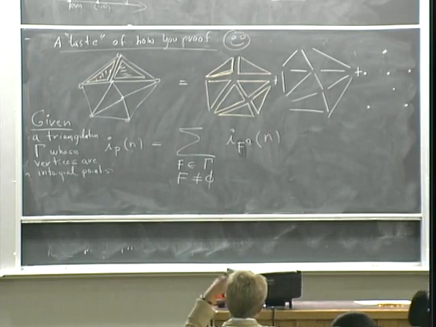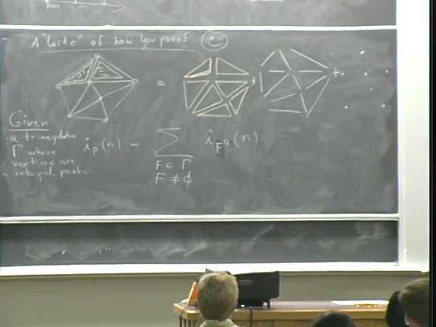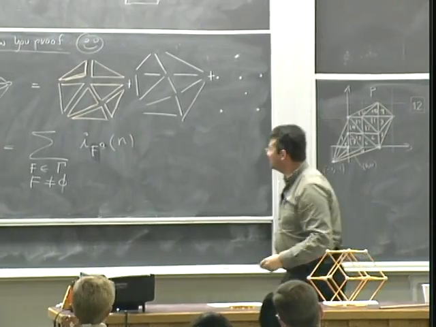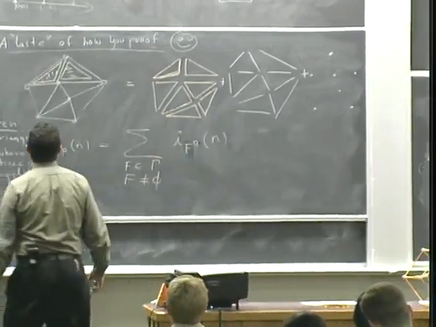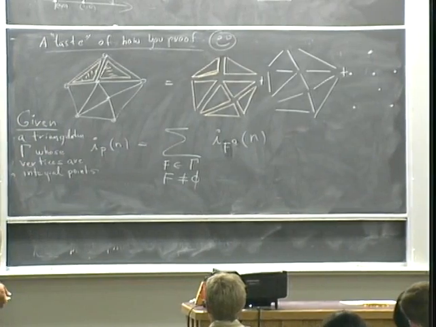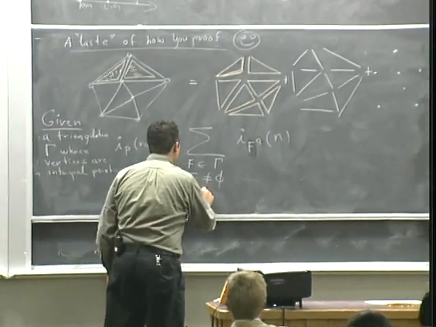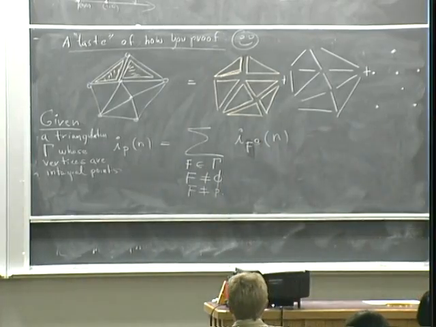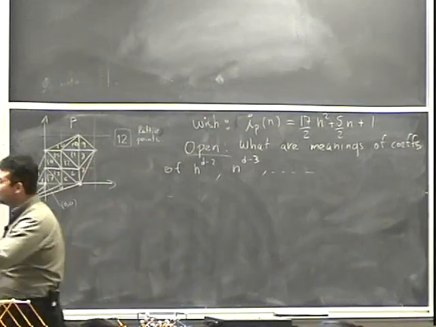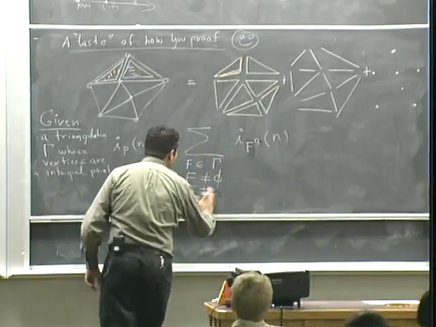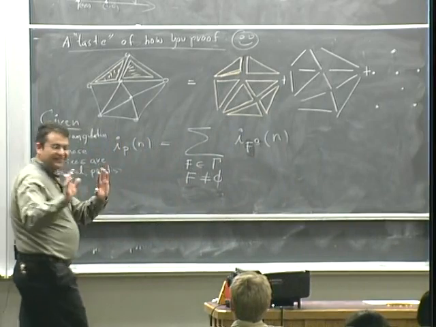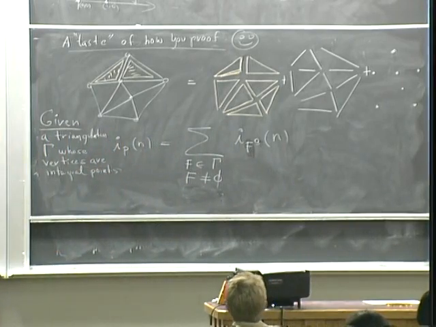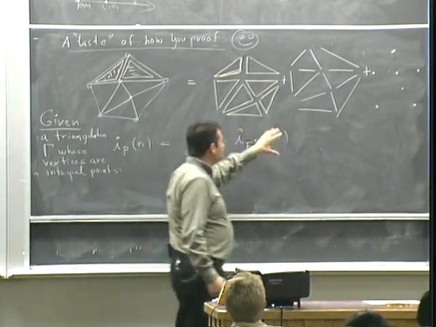Isn't the whole set considered a face as well? Okay, fair enough. You're right, I should exclude that too. So F different from P. Thank you. So let's do it that way. Right, so P is not a face of a triangulation, so I'm safe. Thanks. Okay, so this equation.